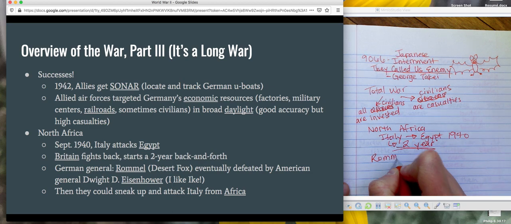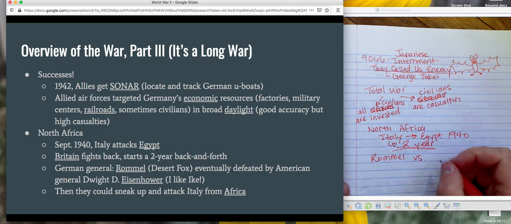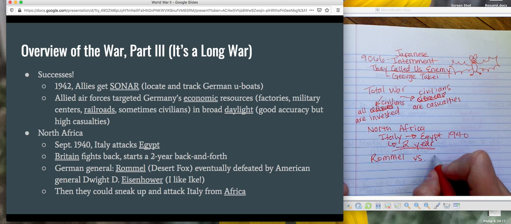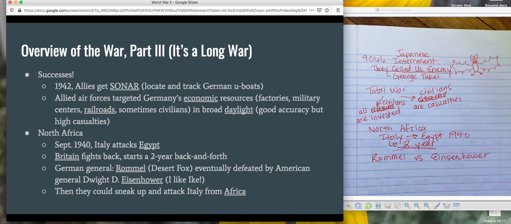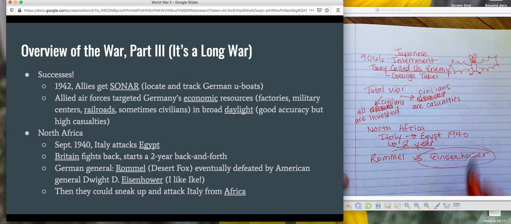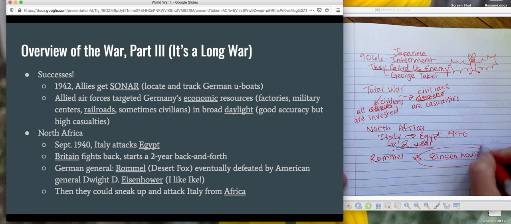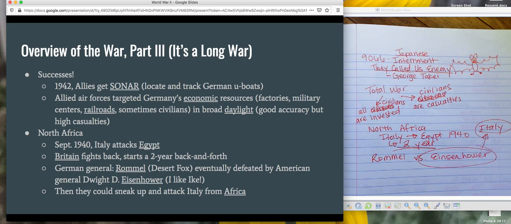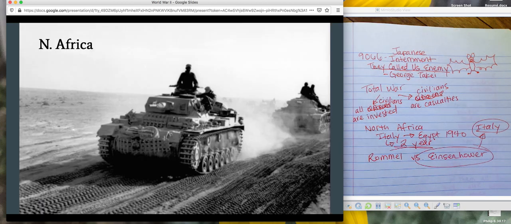He's known as the Desert Fox, and he's up against Dwight D. Eisenhower, who is the American general and eventually president. I like Ike. Eisenhower is responsible for a lot of Allied successes. So when he runs for president, he's a war hero, and they're all thrilled. Now, when Eisenhower eventually wins, this means that they can sneak up to Italy from North Africa and try to take them, not really by surprise, but it's easier to take them.